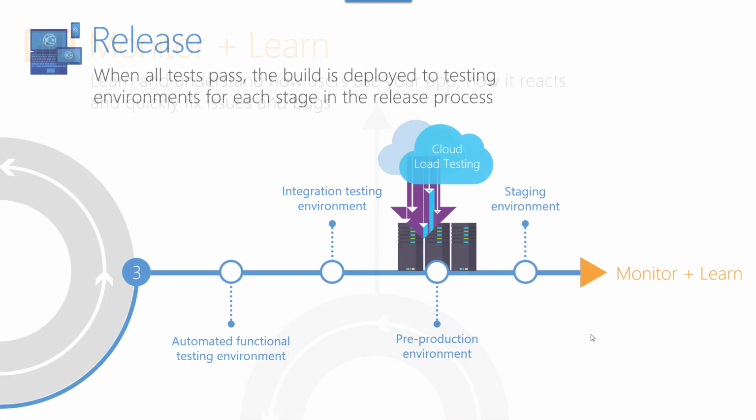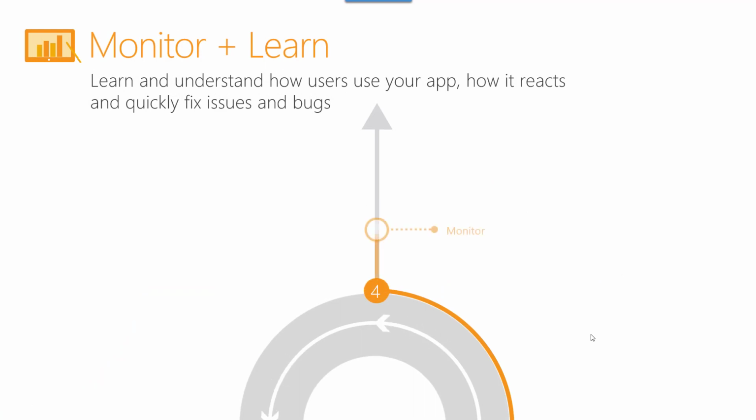After that, monitor and learn, where I can start monitoring my application in production so I can understand how the application is performing, maybe track any issues so I can be proactive, and also understand how the end user is using the application and provide this feedback very quickly so I can put it as ideas in the backlog again and start developing the next version and so on.